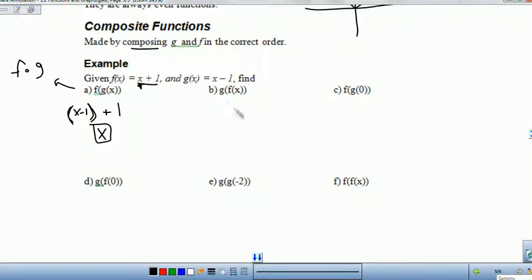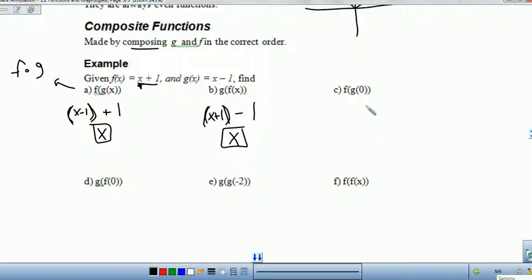And on this one now, I'm plugging f of x inside g, so I'm going to go ahead and rewrite your g of x function, so that's x minus 1. And inside my parentheses, which is x, I'm going to plug my f of x, which is x plus 1. When I do that, x plus 1 minus 1 is, again, just x.